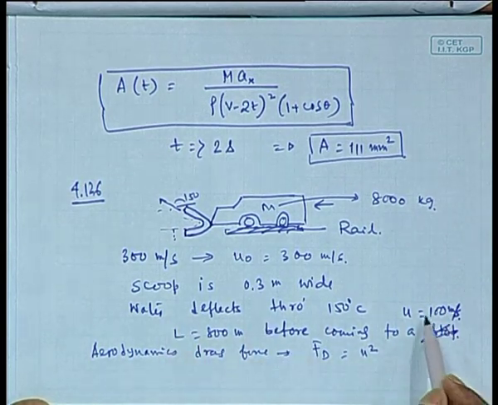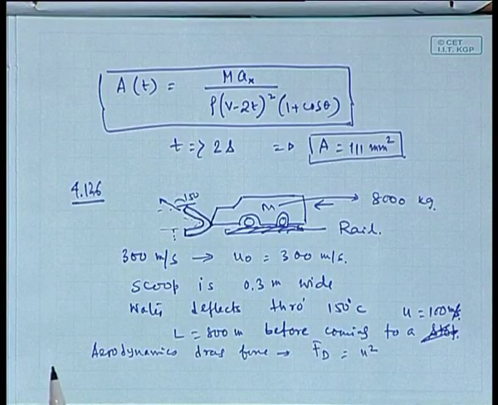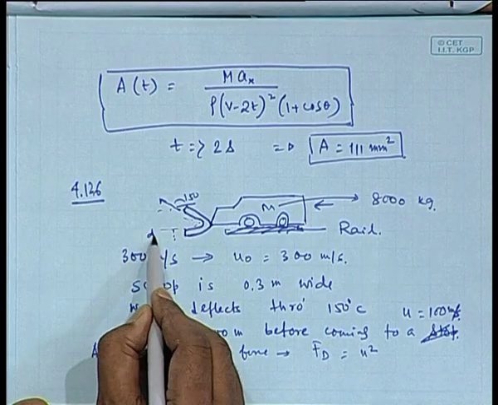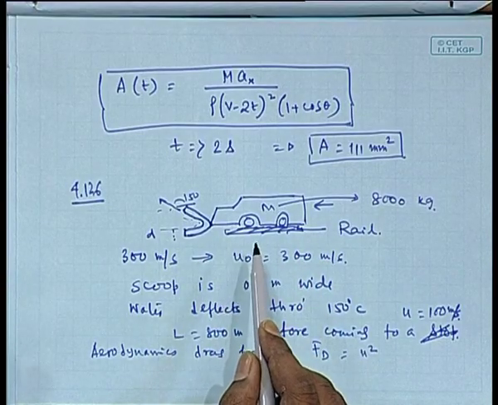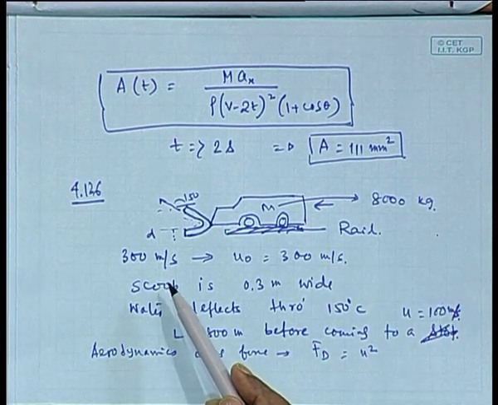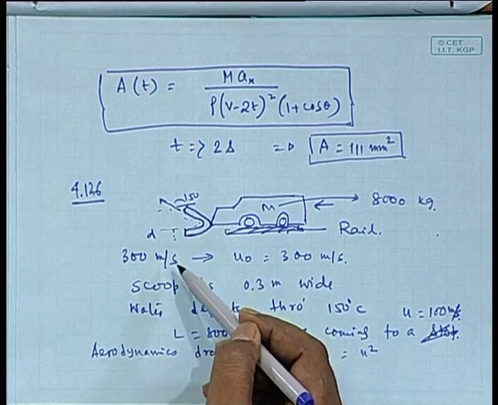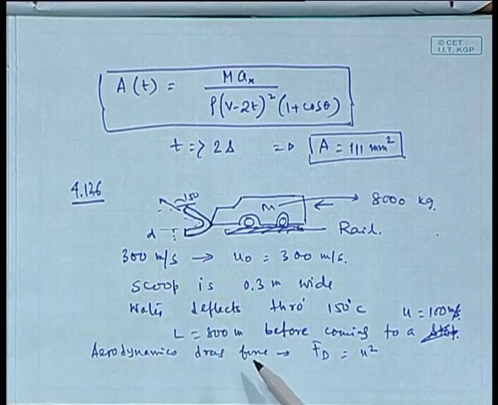For this particular problem, u final after traversing 800 meter is 100 meter per second, from 300 meter per second. Now, we have to find out the depth by which the scoop has to be lowered in the water so that this can happen. That is a very good design problem, right? You have to lower the scoop to brake the car so that its velocity reduces from 300 meter per second to 100 meter per second. How much depth of the scoop has to be lowered in the water level?